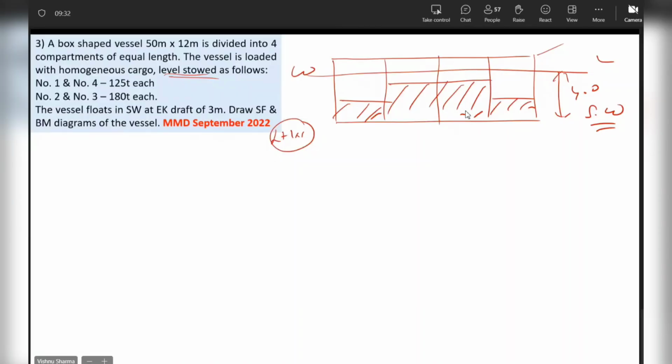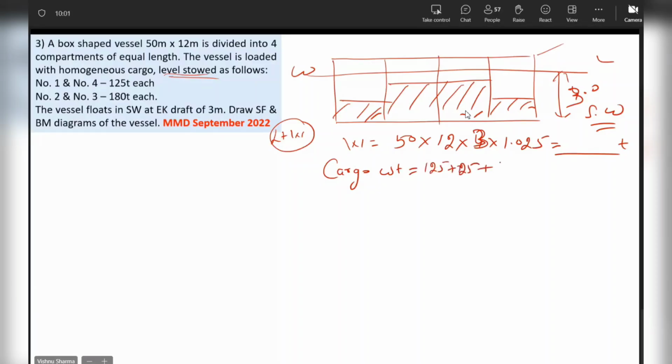So how will you get the light ship displacement? You'll get the load displacement for the draft. That means our load displacement will be length into breadth into draft into density of seawater, whatever it comes to. Draft 3 meters. Okay, make it 3. No problem. Make it 3 meters. No problem, beta. Cargo weight, you add all the weights. It will be 125 plus 125 plus 180 plus 180, whatever it comes. I'm not giving the answer. It's okay. The difference between the two will be the light displacement, right?